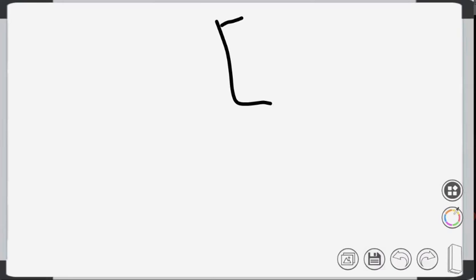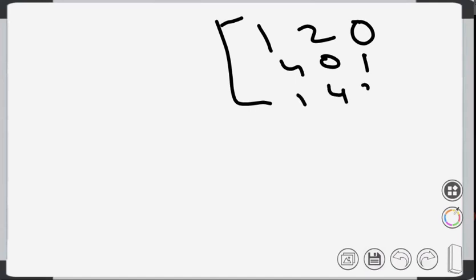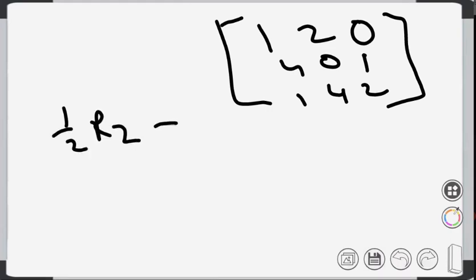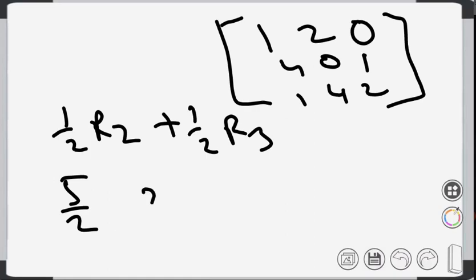I'll write again. So 1, 2, 0, 4, 0, 1, 1, 4, 2. So if I do half R2 plus half R3, the linear combination becomes 5 by 2, then 2, and 3 by 2.